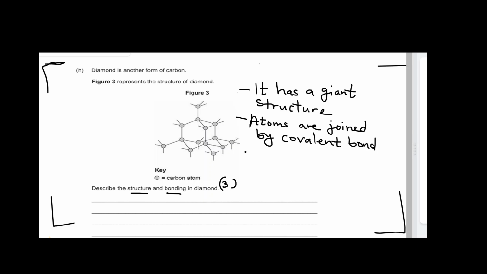Okay. Now your 3rd mark will be coming from one more piece of information about the total number of bonds. So you would say, I've shown earlier that each line represents a bond and each carbon atom has 4 of those lines extending out from it, so 4 bonds. So your 3rd mark will be: each carbon atom forms 4 bonds.